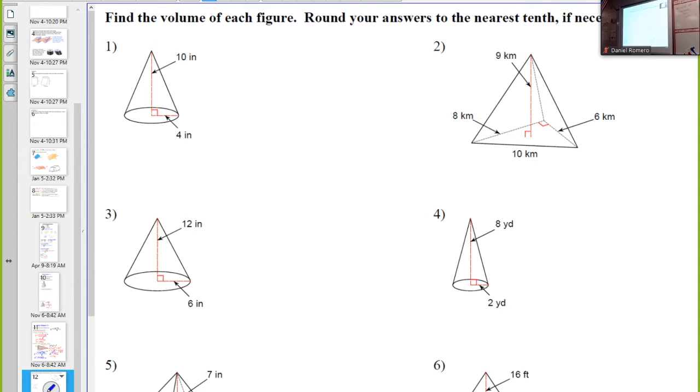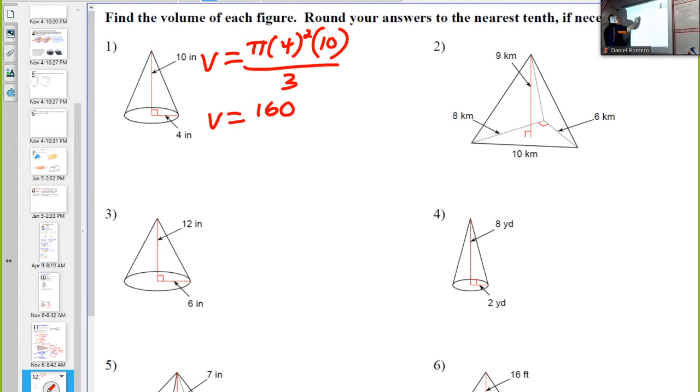What? Yeah, that's what I'm getting. Volume equals pi times the radius, which is 4 squared, times the height, which is 10, divided by 3. 4 squared is 16, times 10 is 160, over 3.